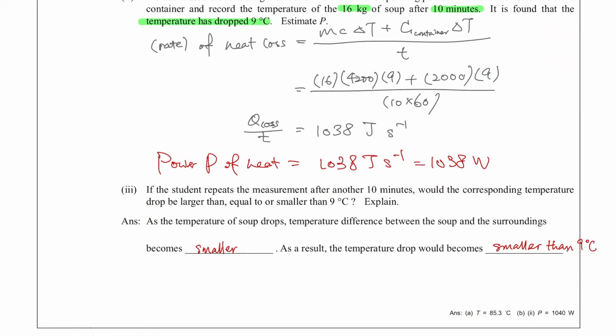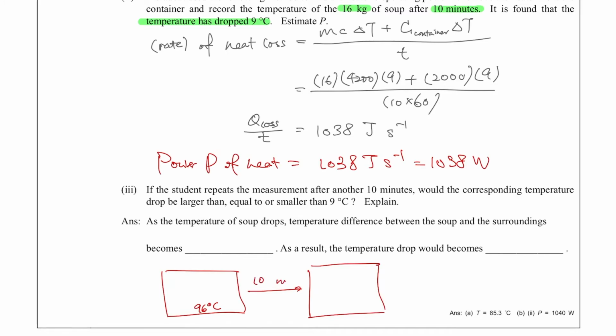Part 3. If the students repeat the measurements after another 10 minutes, would the corresponding temperature drop be larger than, equal to, or smaller than 9 degrees? What is it saying here? Originally the soup is 96 degrees. We know that after 10 minutes the temperature decreased by 9 degrees, so it becomes 87 degrees. The question is asking, if we go 10 more minutes further, would the drop be 9 degrees, more than 9 degrees, or smaller than 9 degrees? I want to find the temperature drop.